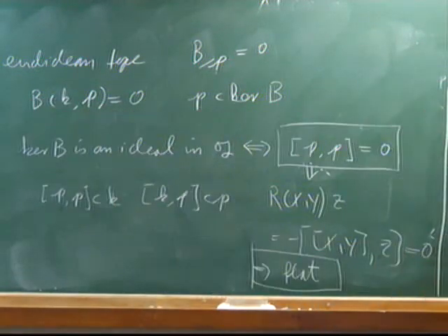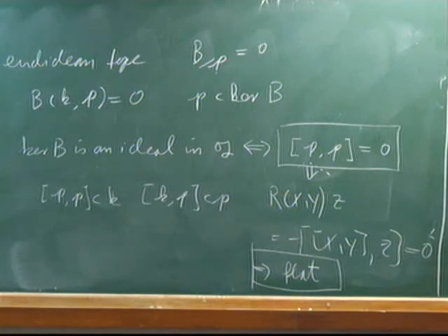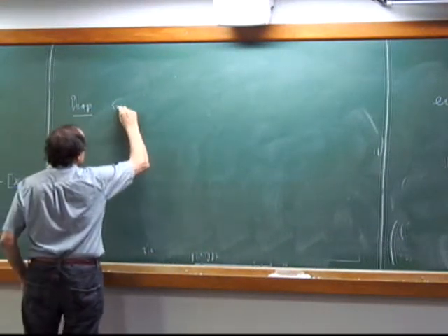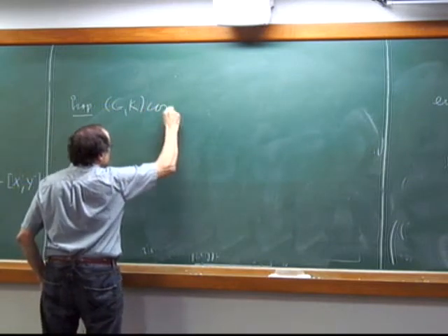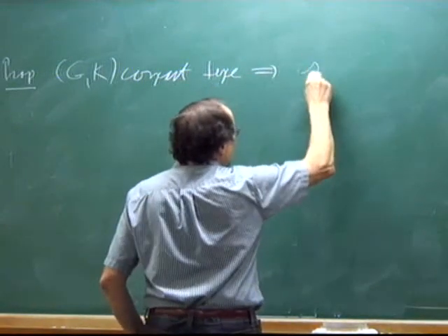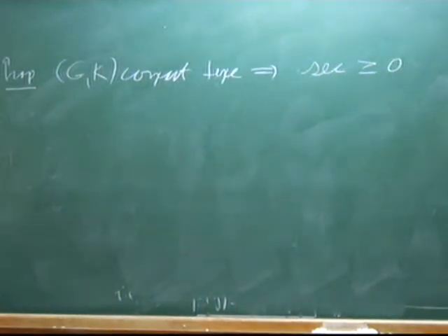Let's see, any other properties of types? No, that's it. Maybe one more property I can finish with, the curvature. (G, K) of compact type implies the sectional curvature, so I like to call it sec, because it's a little bit more suggestive than K, as a section curvature.